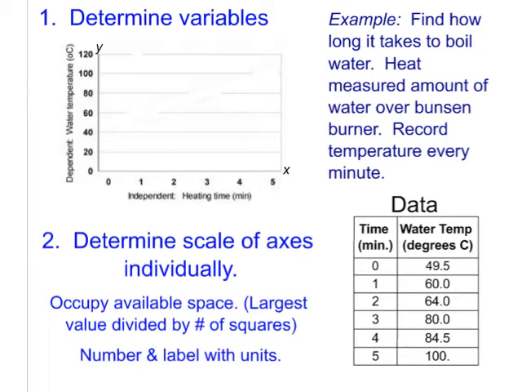You can take the total, say 100 degrees total on our data, and divide it by the number of squares you have, and that will also give you a way to spread those measurements equidistant over the space of your graph. You want to occupy the largest space that you possibly can. And once again, you want to for sure number and label with units each of the axes.